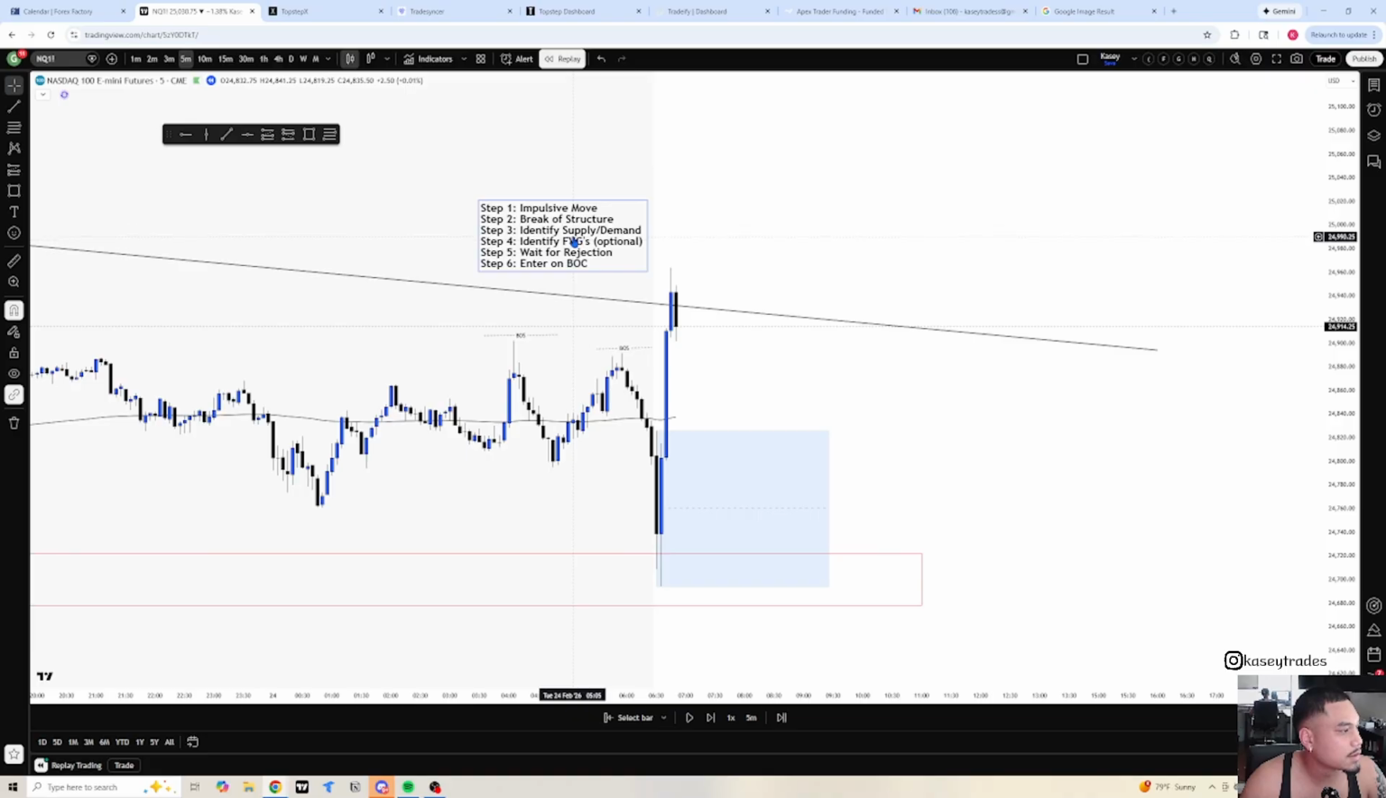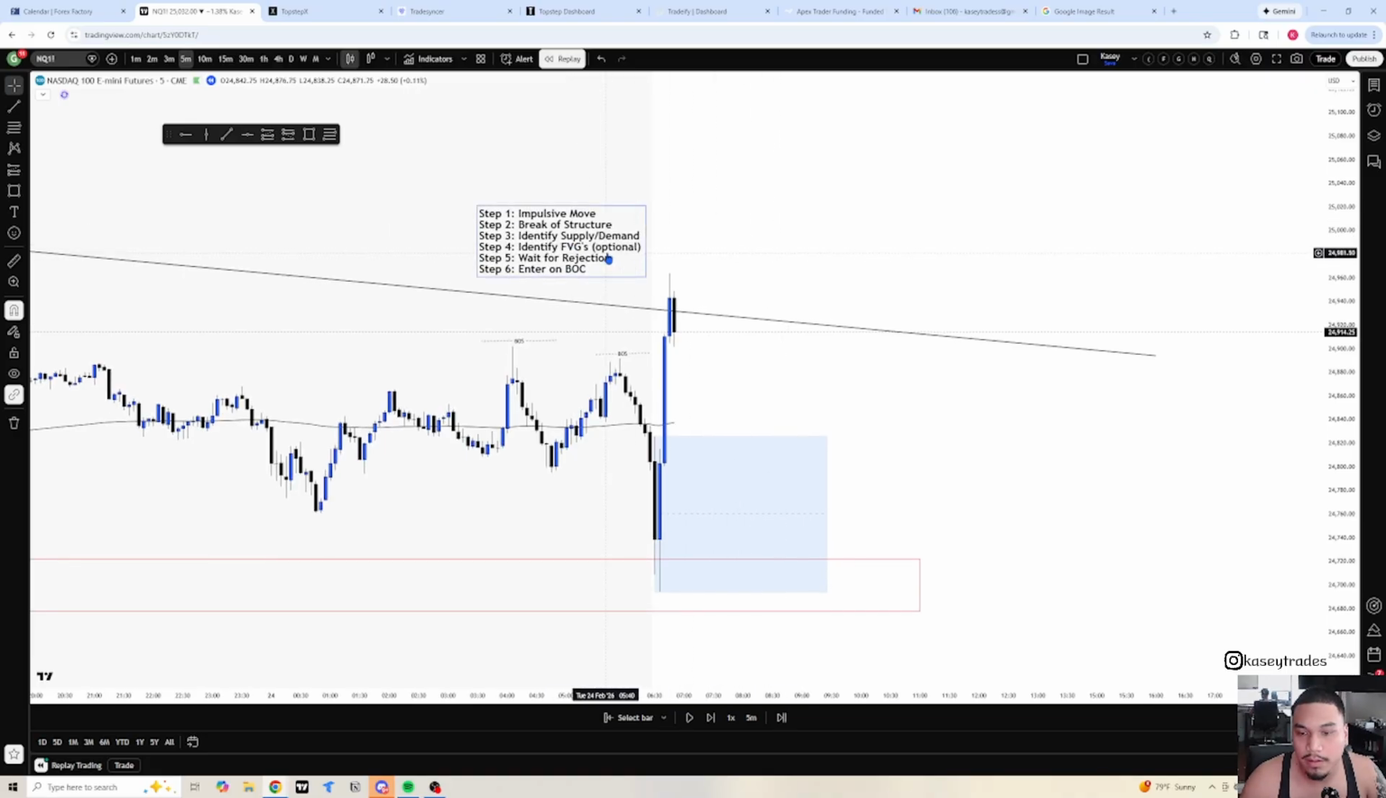So now we have steps 1 through 3 out of the way. Step 4, identifying our fair value gap. We have one right here, this whole area, where there's no wick on this side and no wick on this side. This is our whole fair value gap right here.